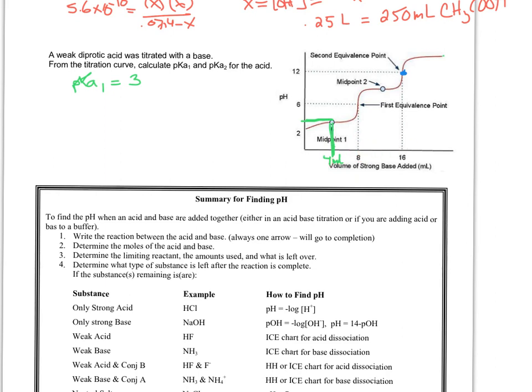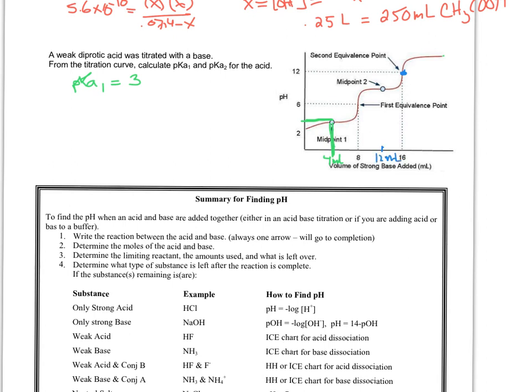I'm sorry, 16 and 8, halfway to that would be 12. Because this is where my first equivalence point is. This is my second equivalence point. So you look at halfway between those two points, and that would be about 12 or so. Let me mark that. So right here at 12 milliliters.